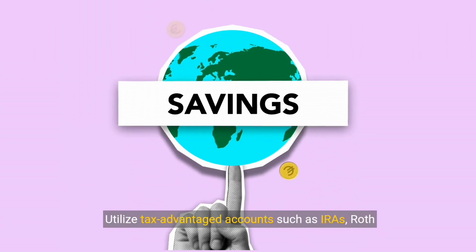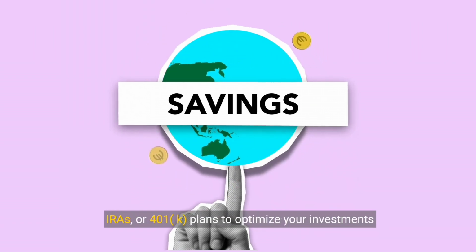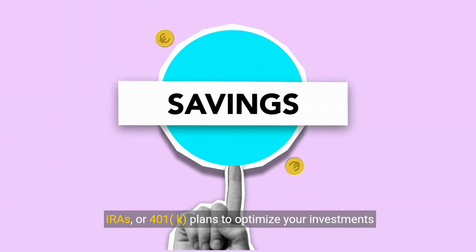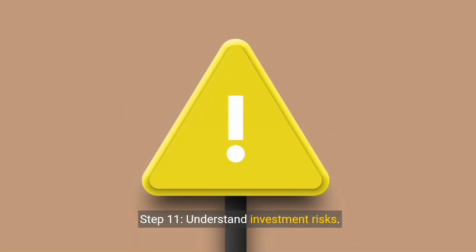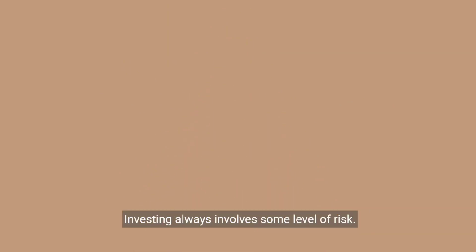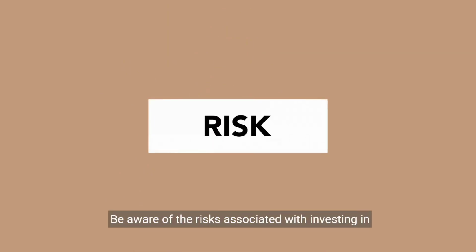Step 10. Learn about tax-advantaged accounts. Utilize tax-advantaged accounts such as IRAs, Roth IRAs, or 401k plans to optimize your investments and reduce taxes. Step 11. Understand investment risks. Investing always involves some level of risk. Be aware of the risks associated with investing in stocks, ETFs, or other securities.